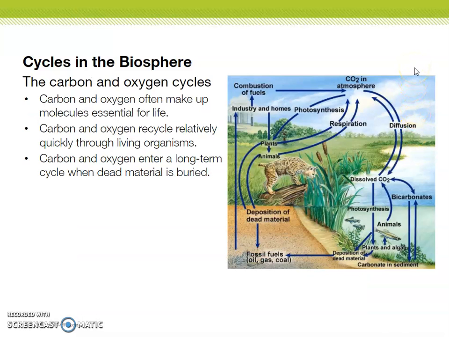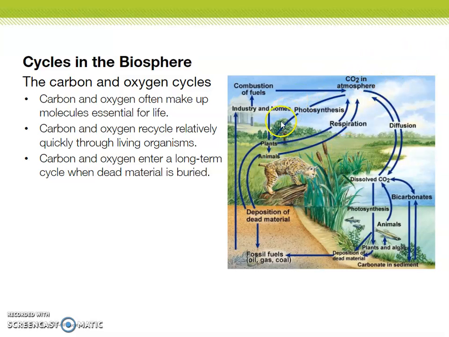All right, here we have the carbon and oxygen cycles. Carbon and oxygen often make up molecules essential for life. Carbon and oxygen recycle relatively quickly through living organisms. Carbon and oxygen enter a long-term cycle when dead matter is buried. So this cycle is a process that flows through the processes of photosynthesis and cellular respiration. They are very interconnected, and we will spend a whole chapter talking about each of those things and how they work together.